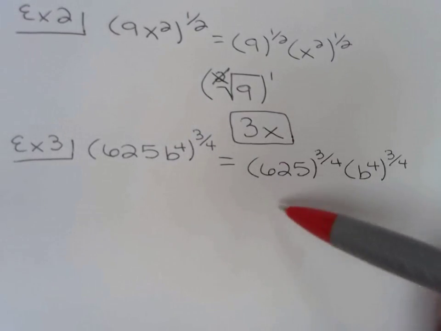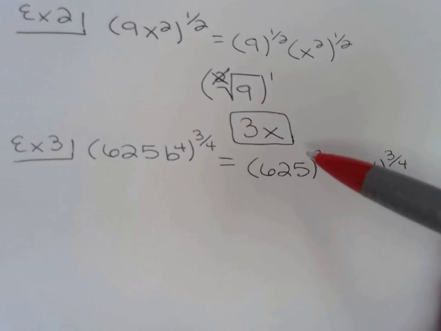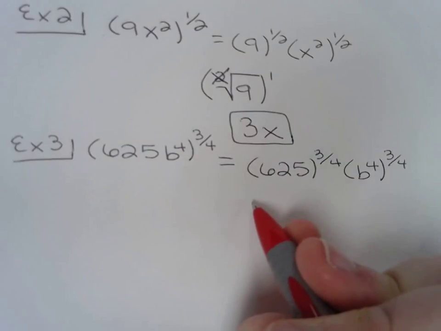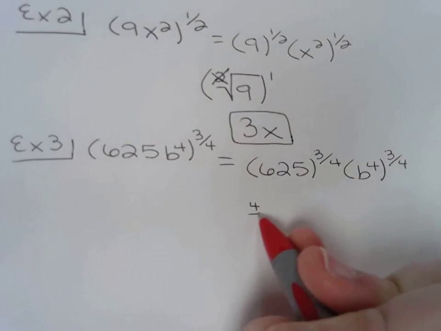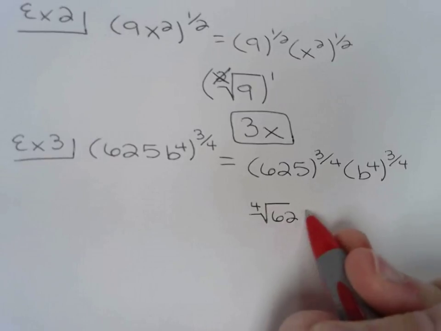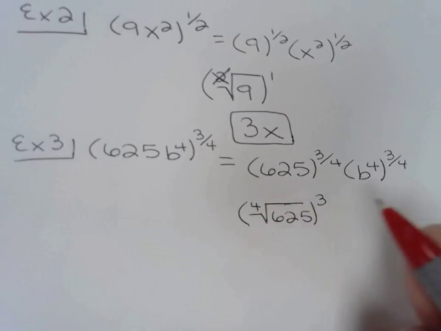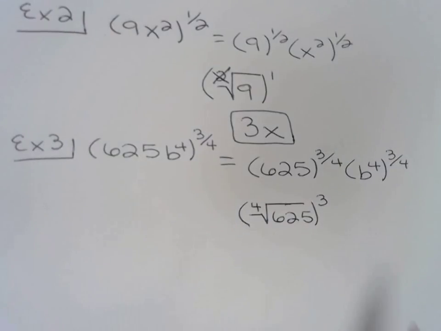Okay, my number. You have to remember your coefficient. You have to remember the rule: the denominator becomes the root. So this is going to be what root? The fourth root of 625, and then to what power? The third power. I usually like doing the root first.